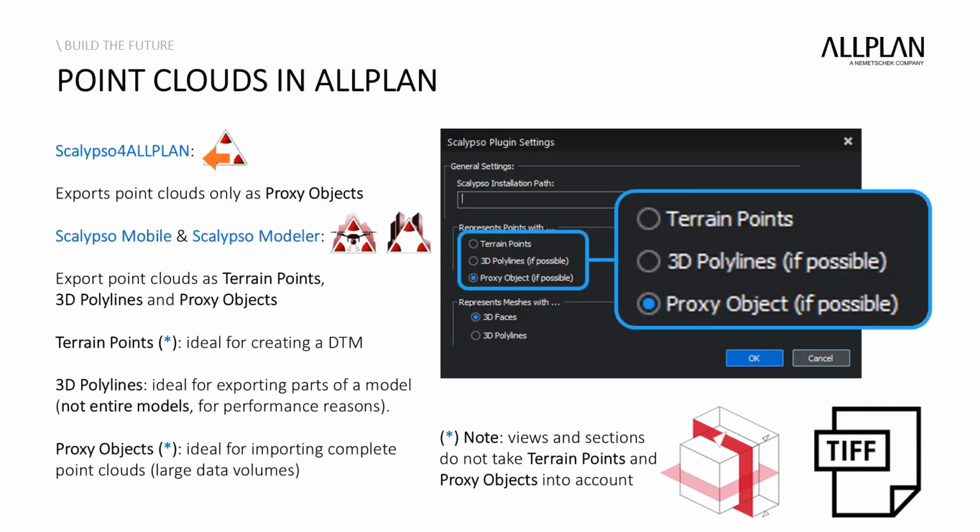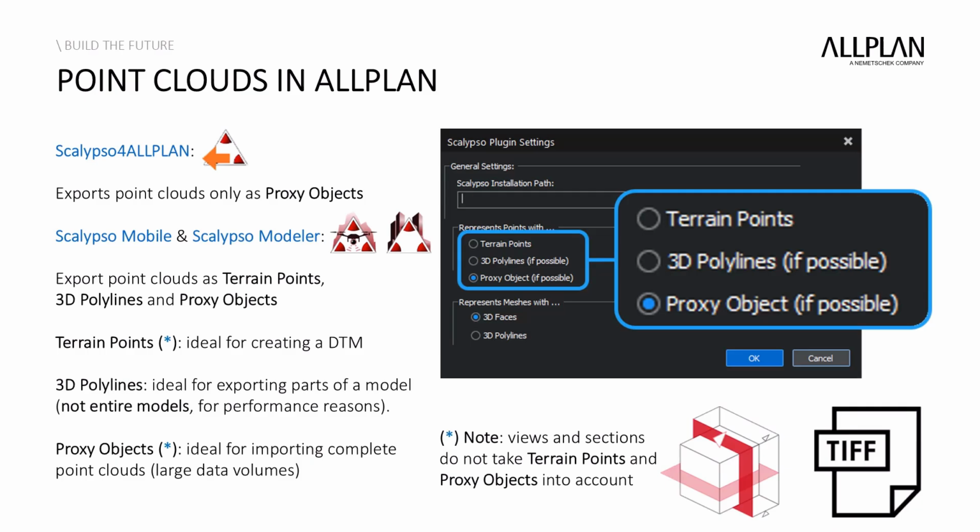How exactly do I go about managing point clouds within the Allplan software environment? Essentially, I have three distinct types of elements that can be generated directly from a point cloud: detailed terrain points, complex three-dimensional polylines, and various types of proxy objects that represent the data. As we will see, the proxy object is an extremely interesting entity because it is extremely high performing and therefore will allow me to handle very large amounts of data.